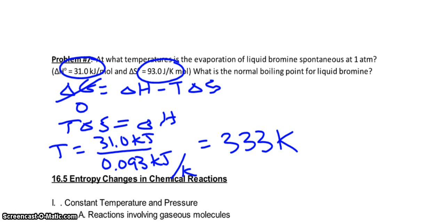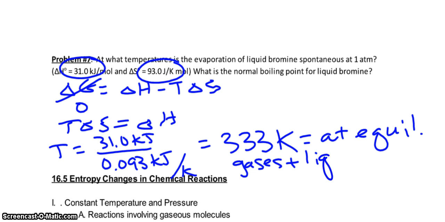And so what does that mean? That is when this reaction, the evaporation of liquid, will spontaneously work. It wouldn't do it at any temperature lower than that. It will do it at this temperature and higher. So it says, what is the normal boiling point for liquid bromine? Well, this is at equilibrium. And really, that is how you define your normal boiling point, because at this temperature we have gases and liquids coexisting.